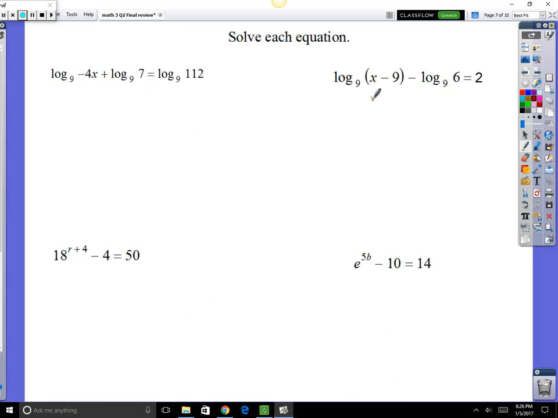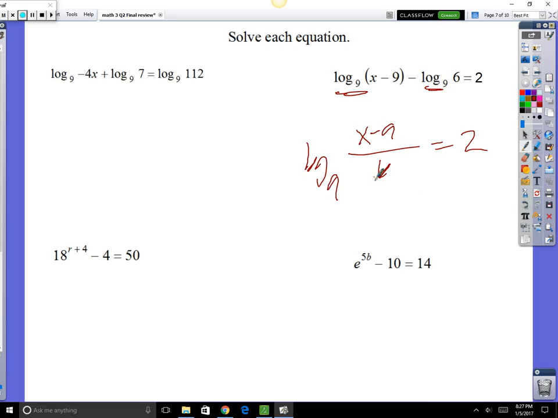The next one is not quite as easy, but we're going to start off with the same. So we're going to take those two logs and we're going to turn them into one single log. So log base 9, and minus is divide, so it's going to be this part, x minus 9, divided by this part, and that's equal to 2.